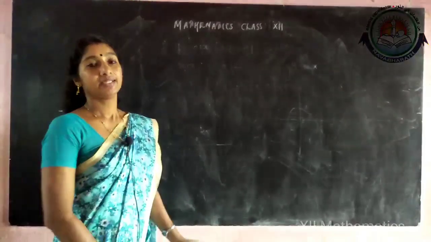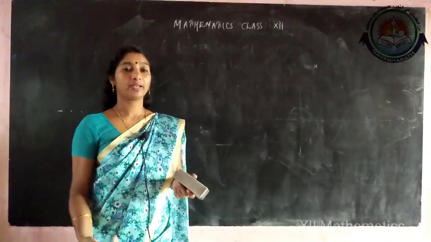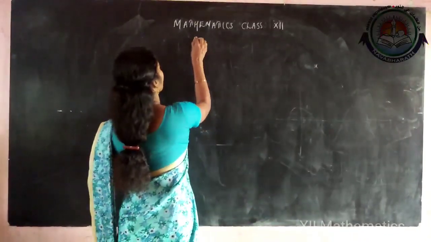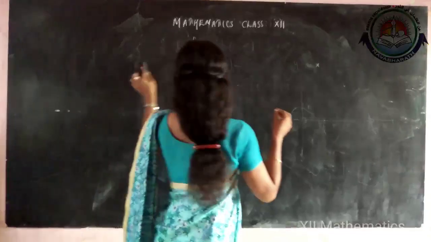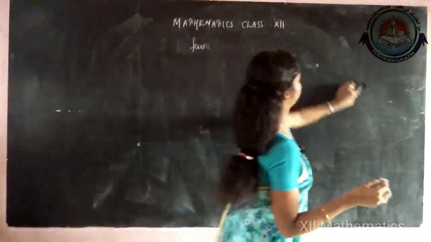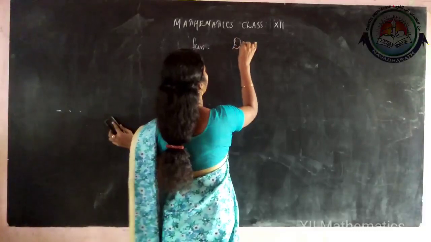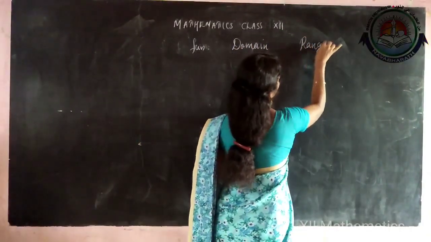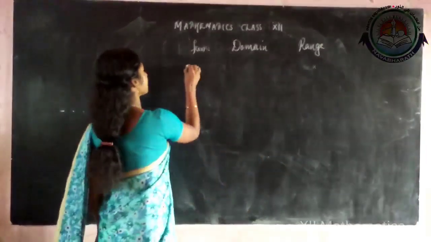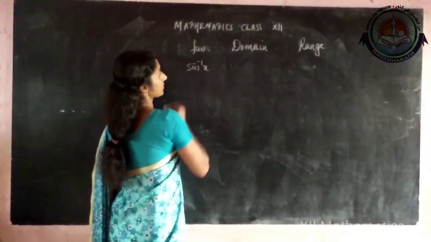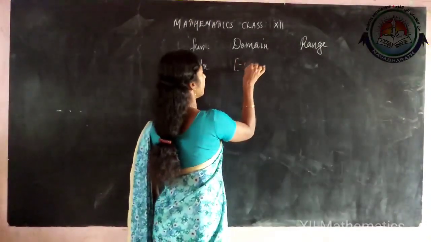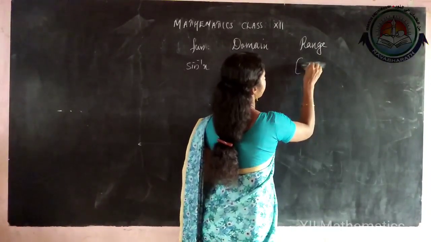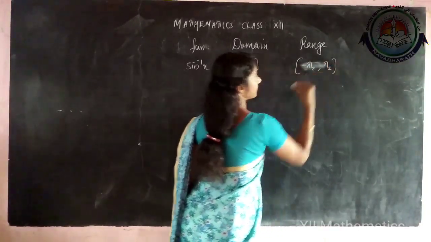Then we can explain what are the domain and range of all the inverse trigonometric functions. Function, domain, range. First one, sine inverse. Domain we already told, minus 1 to 1, and the range set is minus pi by 2 to pi by 2.